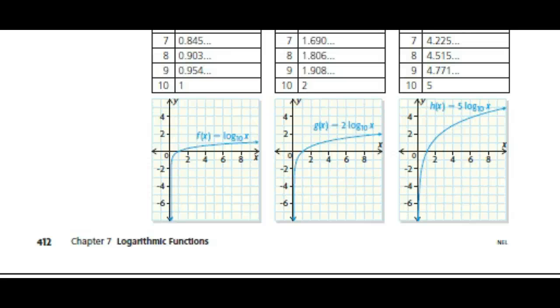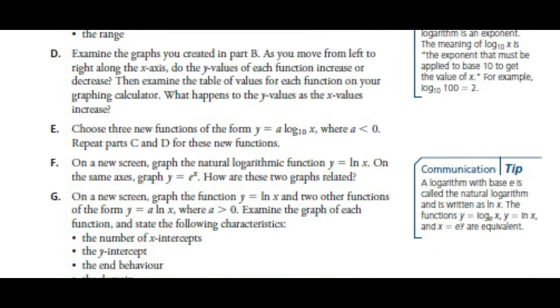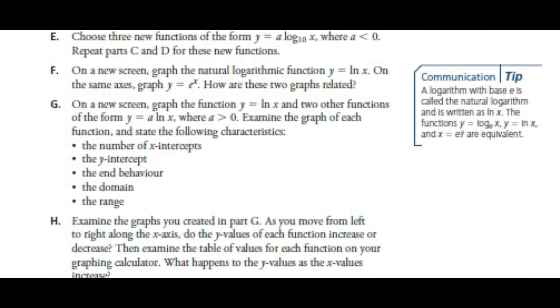As the a value goes up, what's happening? Well, it's increasing at a faster rate. My x-intercept is always 1. It doesn't matter what I did, whether it's log base 10x or 2 log base 10x or 5 log base 10x. What are the characteristics? That's just discussing what we've seen happening. ln of x is just a log base e.